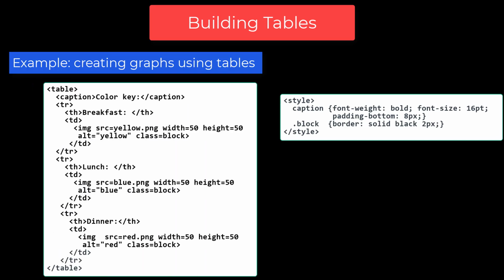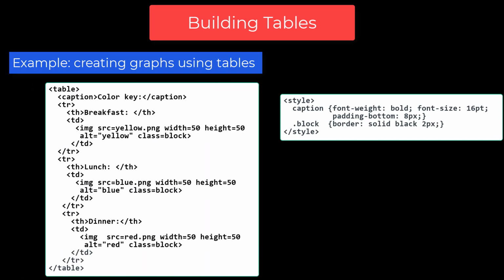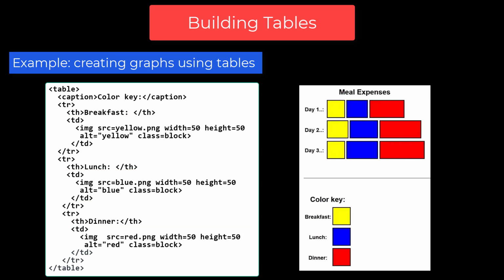Now here's the code for the color key table. Table, caption, color key, and a row, a header for breakfast, and then a data cell, image source yellow.png, width equals 50, height equals 50, and alt yellow. And similarly for lunch and dinner. Here's our result. Not bad, but I don't like the spaces between the images on the top table.